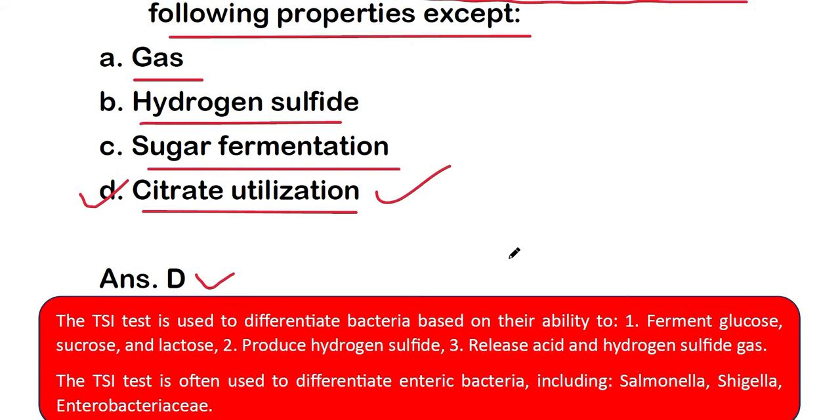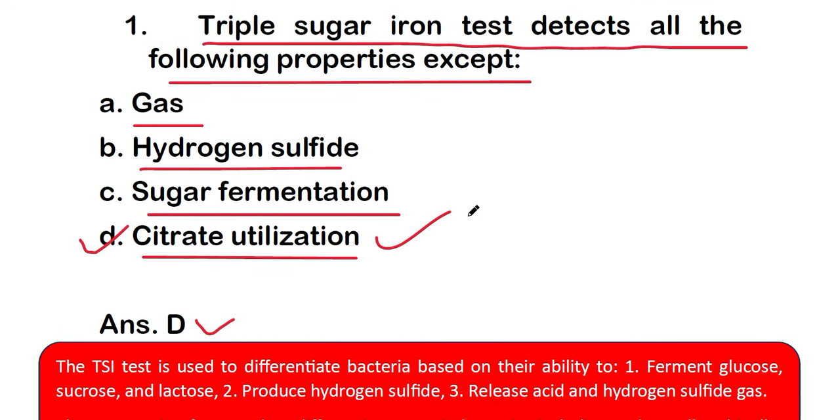Okay, and now we will see what is triple sugar iron test. The triple sugar iron test is used to differentiate bacteria based on their ability to ferment glucose, sucrose and lactose, these three sugars, and that's why it is called triple sugar iron test. So here we will see whether a bacteria is fermenting glucose, sucrose or lactose. And the second thing is whether we can differentiate them based on their production of hydrogen sulfide and release of acid and hydrogen sulfide gas. So based on these three properties, we can judge a bacteria and differentiate them. So the TSI test is often used to differentiate enteric bacteria including Salmonella, Shigella and Enterobacteriaceae. Okay, so this is all about triple sugar iron test.